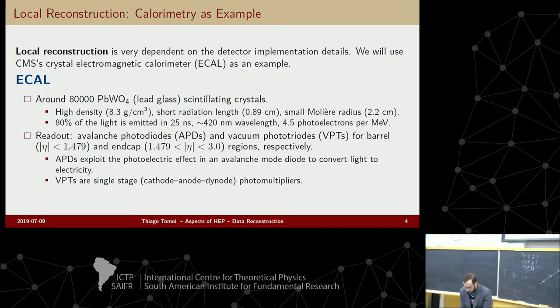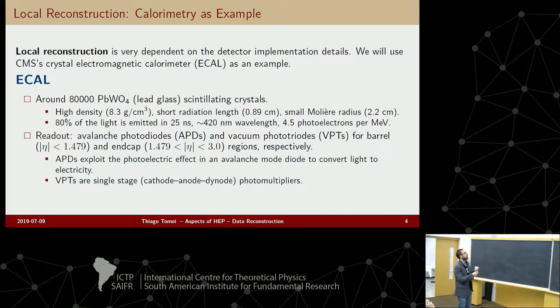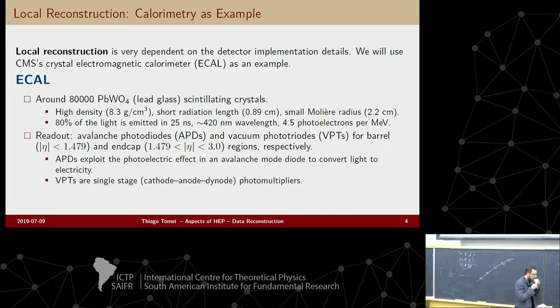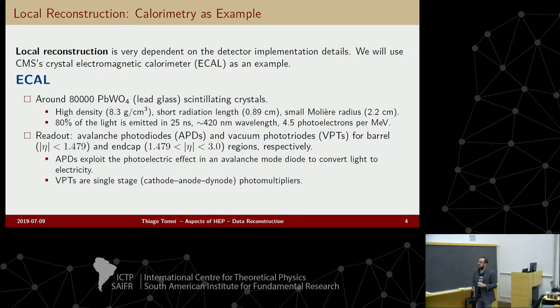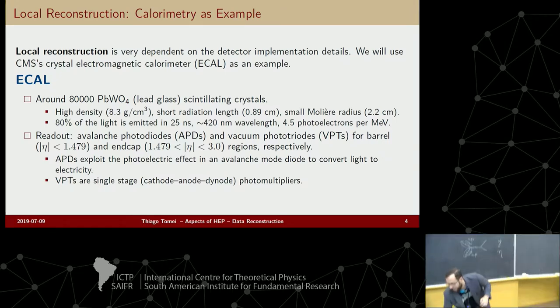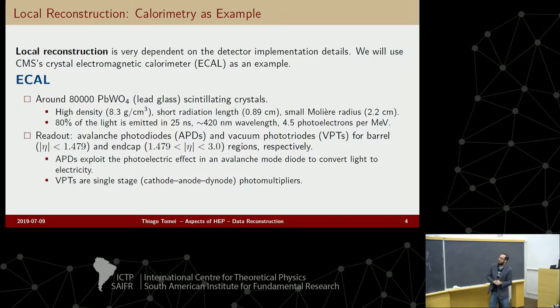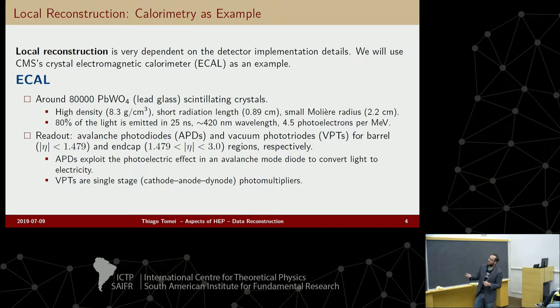I'm going to use the calorimeter as an example because it's harder. And to be absolutely clear, I'm going to speak about ECAL, the CMS crystal electromagnetic calorimeter. So what's ECAL? ECAL is the second layer of CMS. It comes just after the tracker. It's made up of more or less 80,000 lead tungstate scintillating crystals. They are more or less this size, okay? They have something like 15 centimeters. But they're extremely heavy because, you know, lead and the tungstate is also not that light. It's high density. It has very short radiation length. Remember, radiation length is less than 1 centimeter.